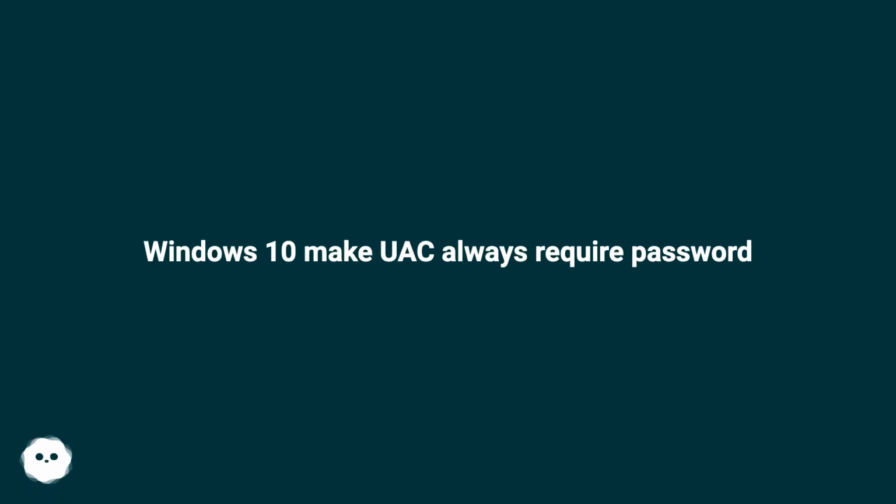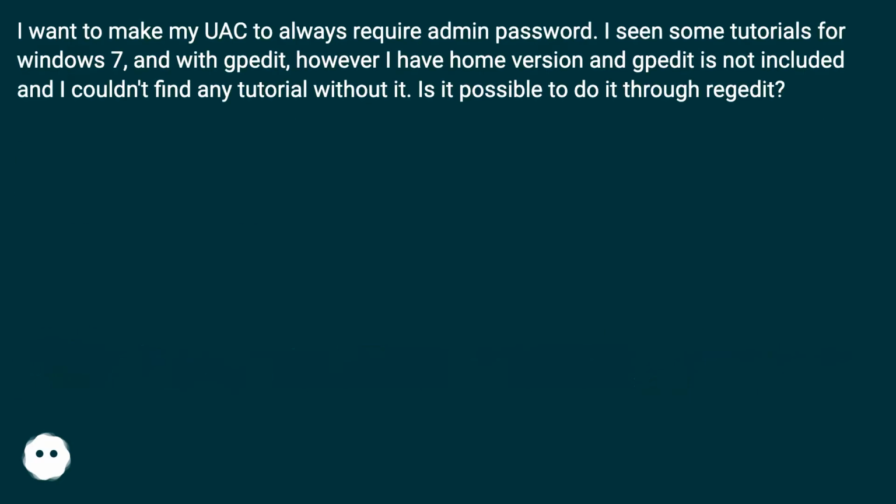Windows 10 make UAC always require password. I want to make my UAC always require the admin password. I saw some tutorials for Windows 7 using gpedit, however I have the Home version and gpedit is not included, and I couldn't find any tutorial without it. Is it possible to do it through regedit?